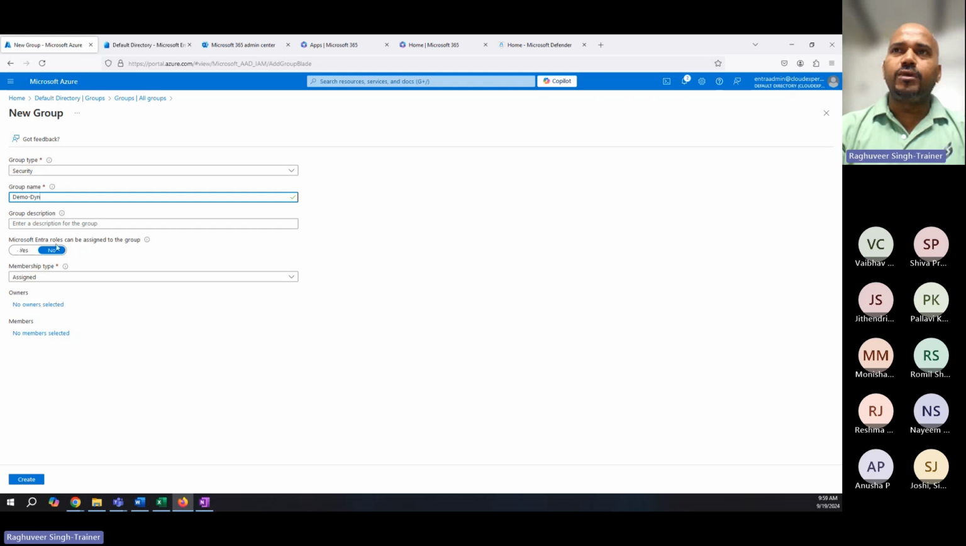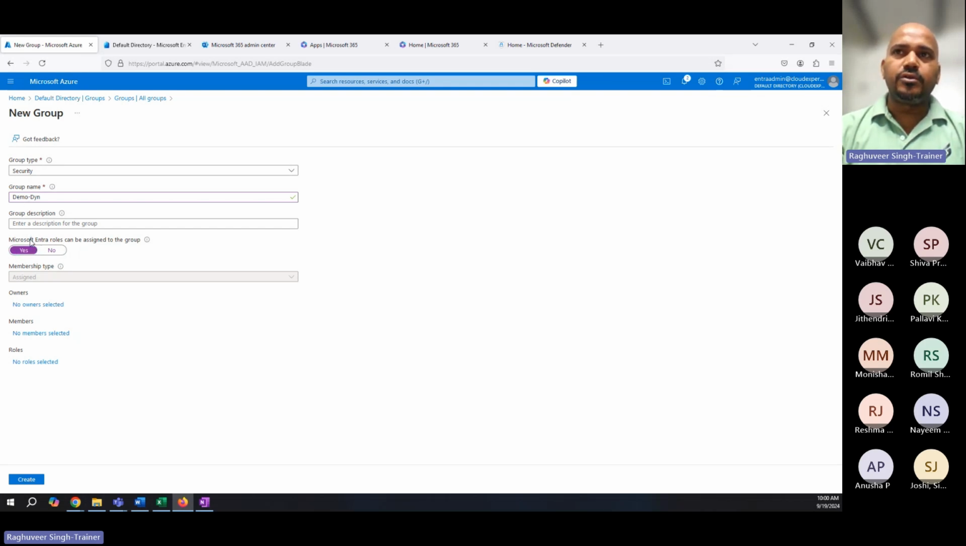Do I want to assign Microsoft Entra roles to this group? If you say no, when you click on the group properties, you will not see the assign roles option. So you will not be able to assign this group any Microsoft Entra role. You can only assign this group Azure subscription RBAC. If you say yes, then you will be able to assign Microsoft Entra roles to this group also.